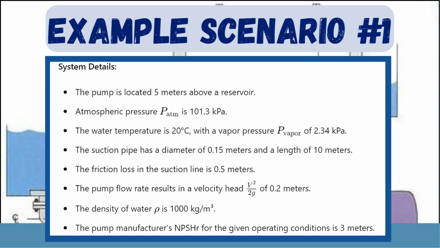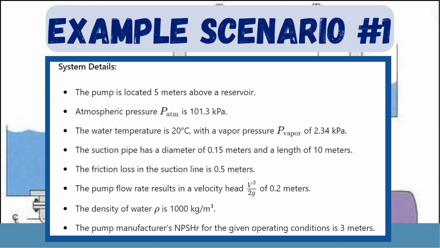Also, the friction loss in the suction line is 0.5 meter, which is given here. In some cases it is not given and you need to calculate the friction losses with another formula. Moving ahead, the pump flow rate is also given here, which results in a velocity head given as 0.2 meters. The same goes here also: if the velocity head is not given, you need to calculate it using the formula V²/2g. But in this situation it is given.